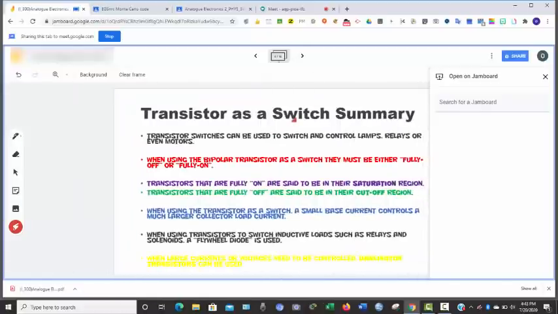Then transistor as a switch, in summary, transistor switches can be used to switch and control lamps, relay, or even motors. When we use transistor as a switch, it can be used to control lamps. Lamps use very high current, but we can use transistor small current to control very big current. Why? Because we are only using that transistor as a switch, and the advantage of it is that it is faster than electromechanical switch, or it is faster than mechanical switch, because this is electronic switch.